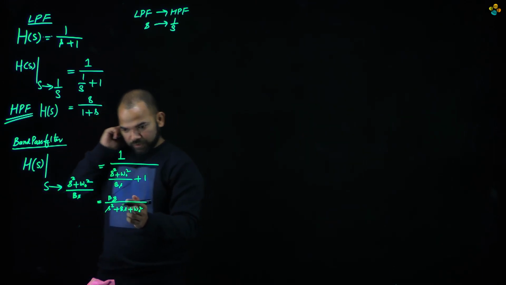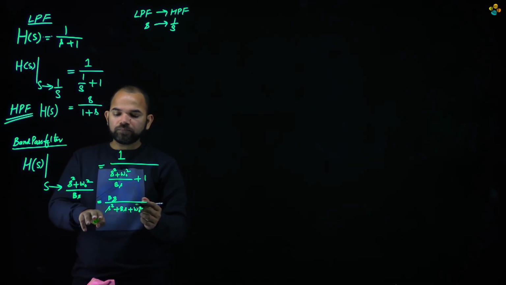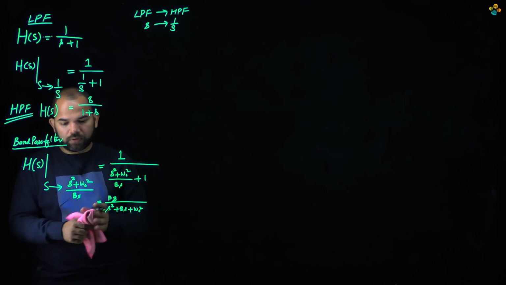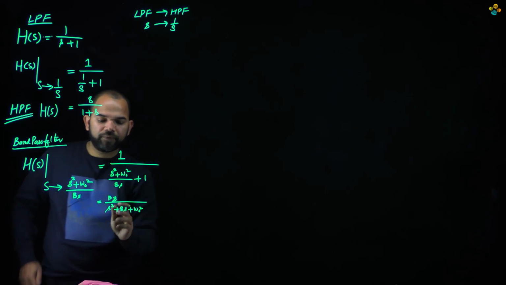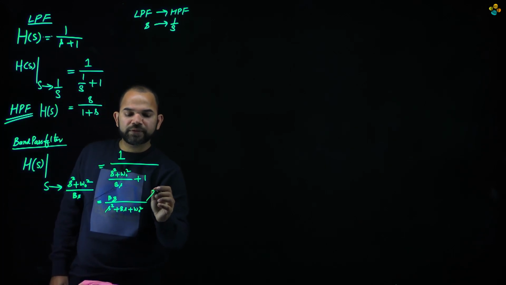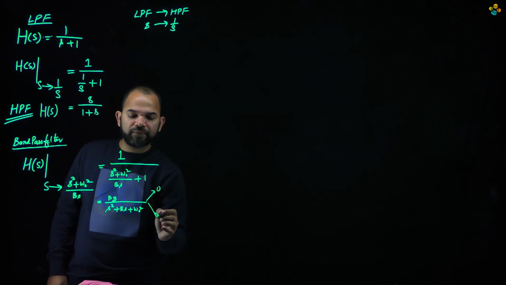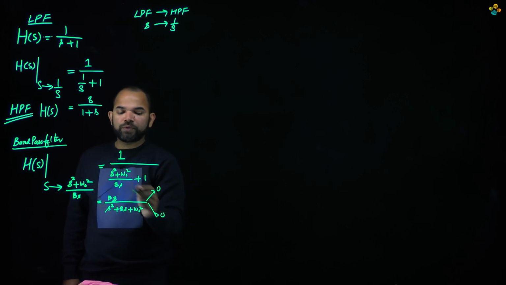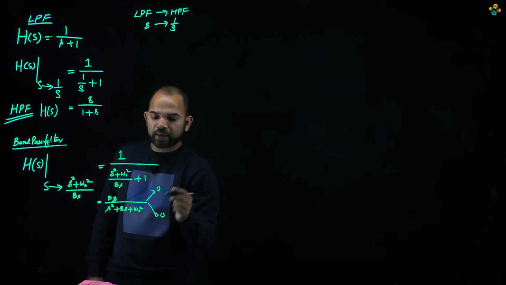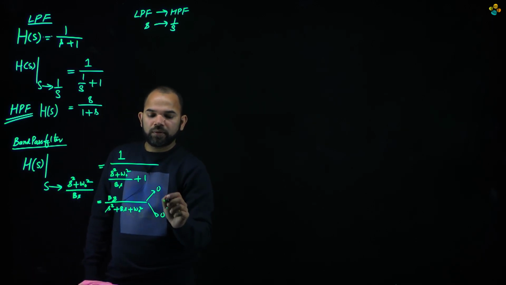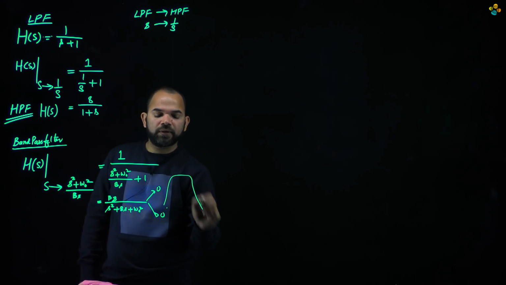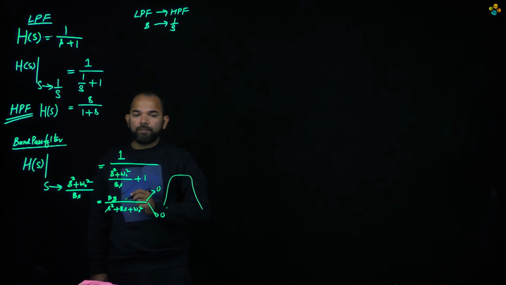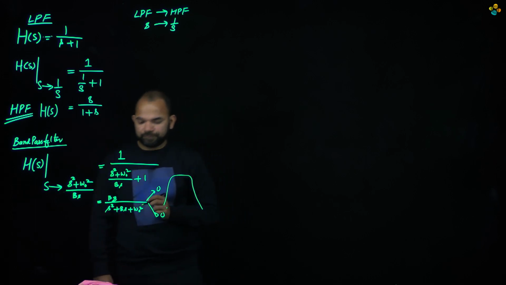So again we need to put the values for very small frequency. For a very small frequency this is approaching 0, for very high frequency this is approaching 0. So in between, at S equals to omega naught square, it's approaching a higher value. So this is representing a band pass filter.